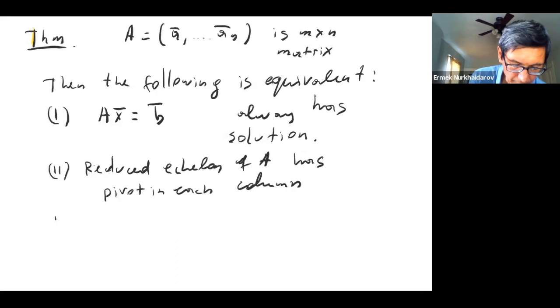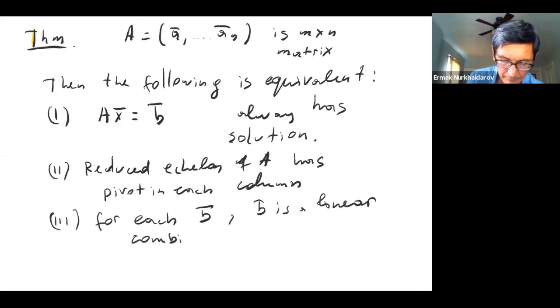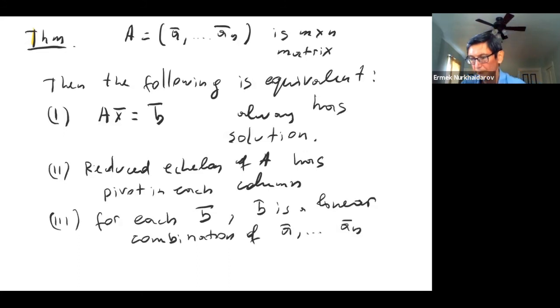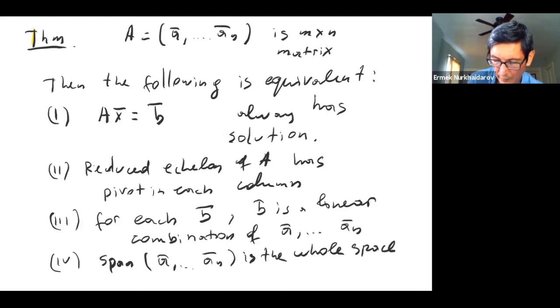Okay. Three, for each b, b is a linear combination of vectors A1 through An. Four, the columns, if you take the span of columns 1 through n, is the whole space R^m.